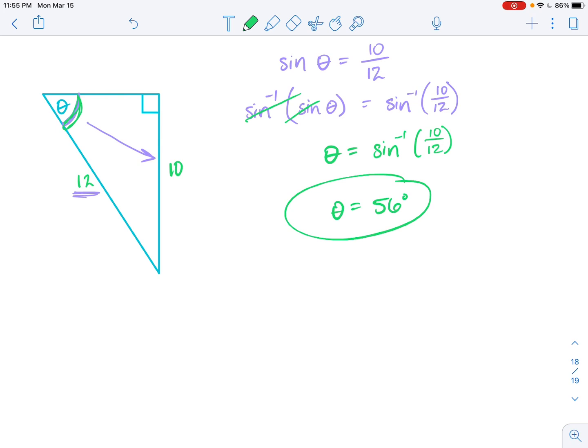It's obviously going to be acute because it's not the right angle in our right triangle. It has to be acute, and I can see that it's larger than the other acute angle, which means it should be greater than 45. So that seems reasonable.